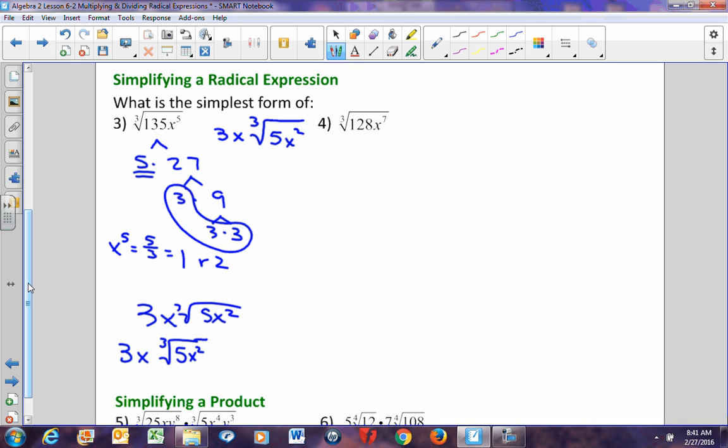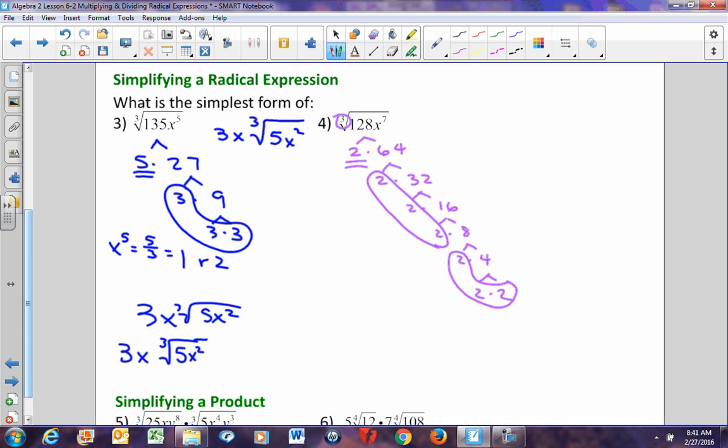All right, 128, that's 2 times 64, which is 2 times 32, which is 2 times 16, which is 2 times 8, which is 2 times 4, which is 2 times 2. I'm looking for groups of 3. Okay, 1, 2, 3, there's one root, 1, 2, 3, there's another root. This guy gets left behind. So I can take out 2 times a 2.